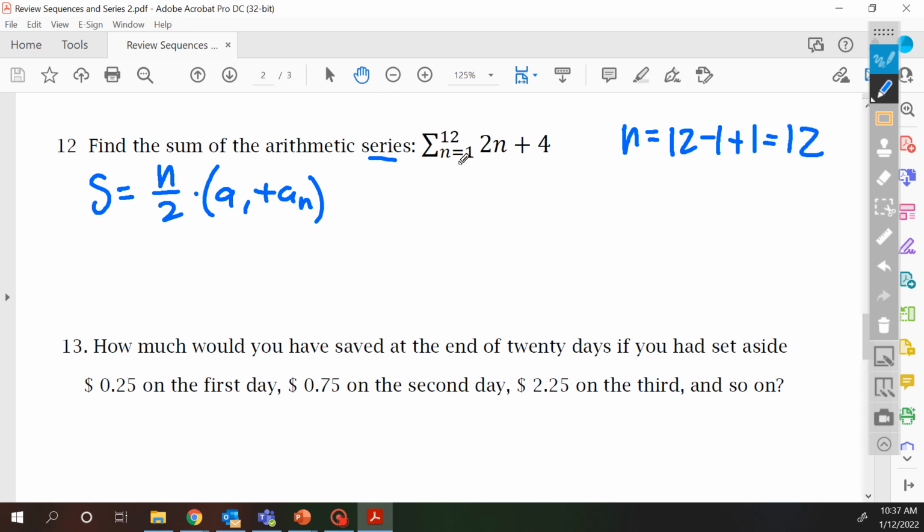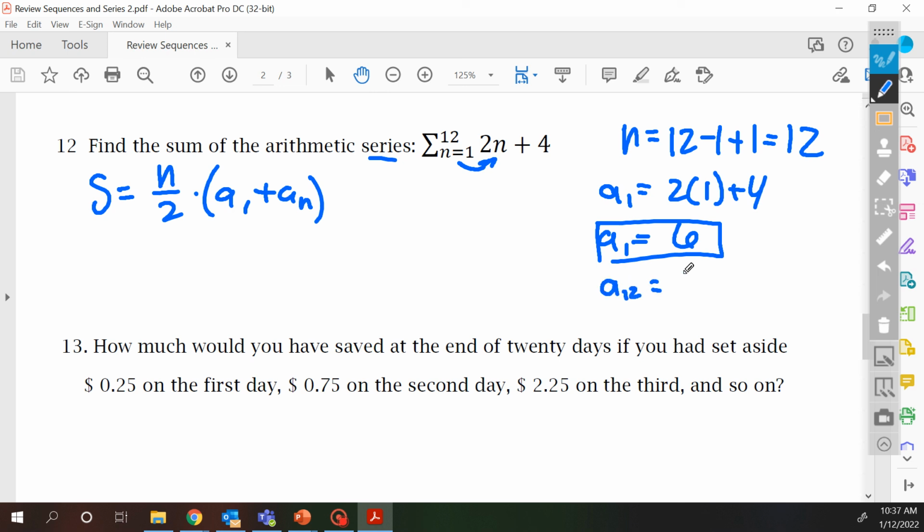We need the first term, so we can just plug 1 into this. 2 times 1 plus 4, which is 2 plus 4, which is 6. First term is 6. We also need the term we're ending at, which is the 12th term. So we can just plug in 12. 2 times 12 plus 4, which is 24 plus 4, which is 28. The 12th term is 28. Okay, now we can use our formula.